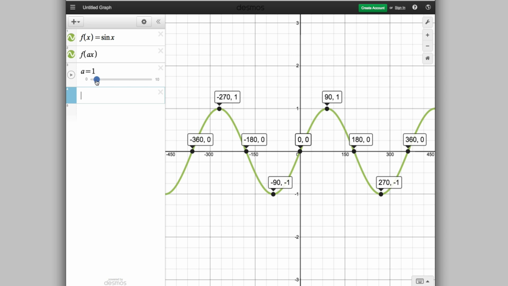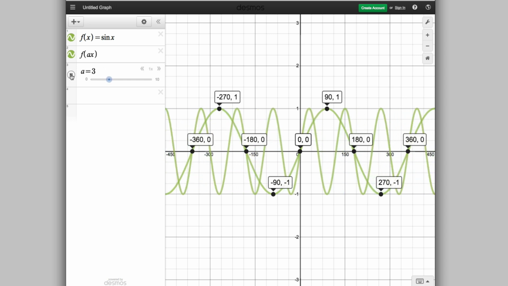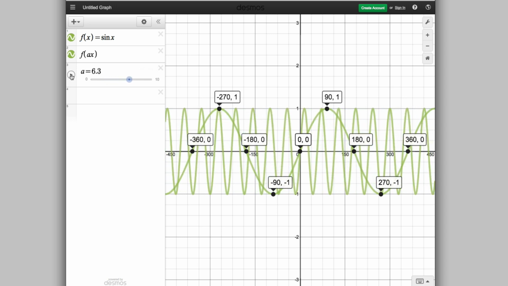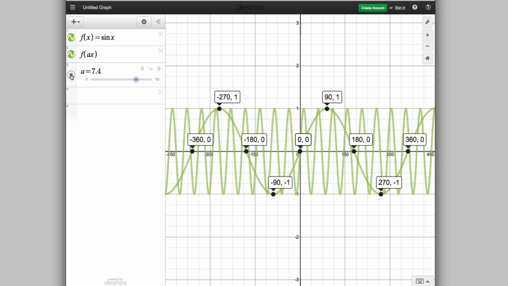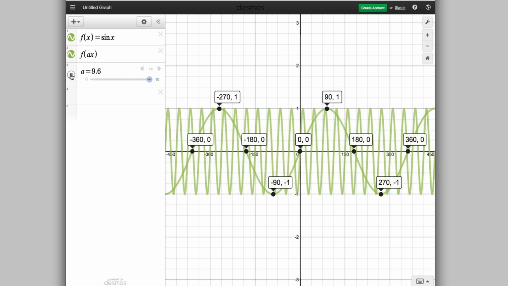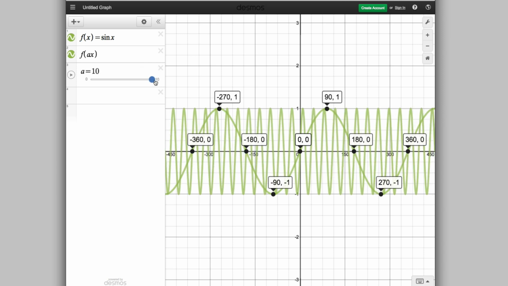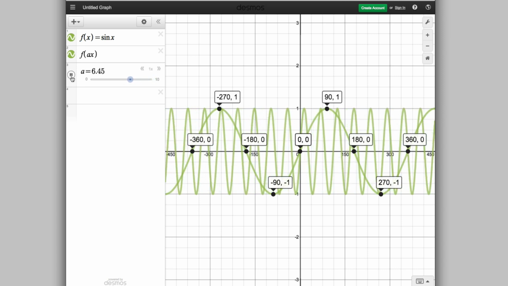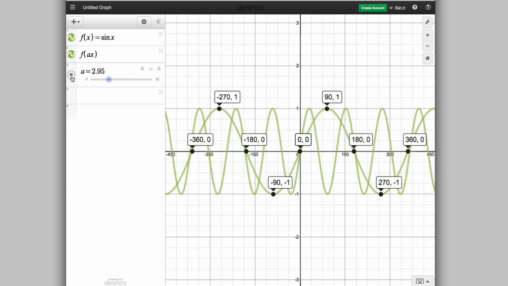What happens if I make a 2? See if you can spot what's happening here. How could you describe what's happening there? Let me keep playing and show you. A here is 6.3. How would you describe what's happening to someone here? At the very end, a is 10. To me, it looks like f of 10x means the graph has squashed in by a factor of 10 in the x direction. So if I let a decrease now, I seem to be stretching out back to what I was before until I get back to f of x.